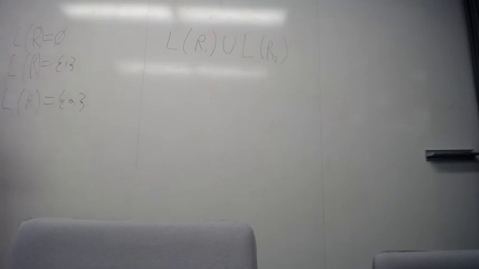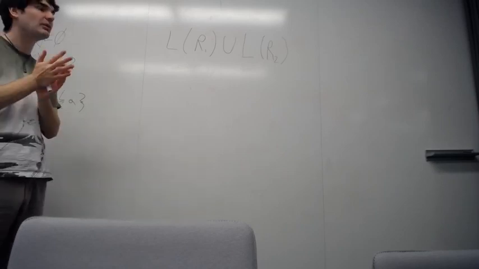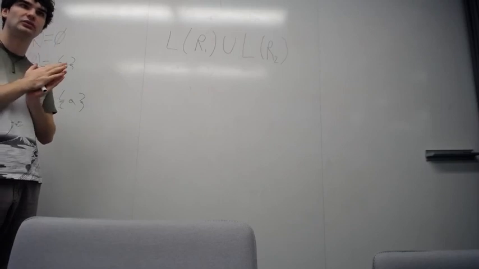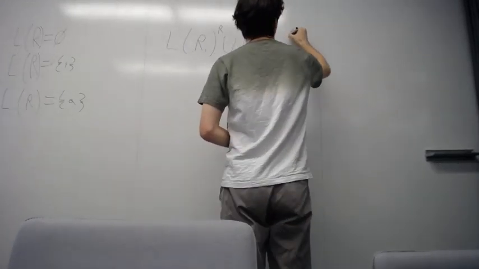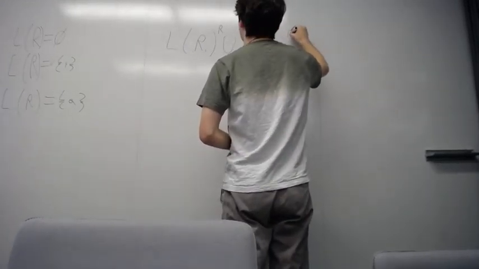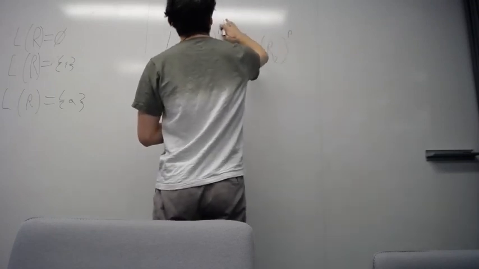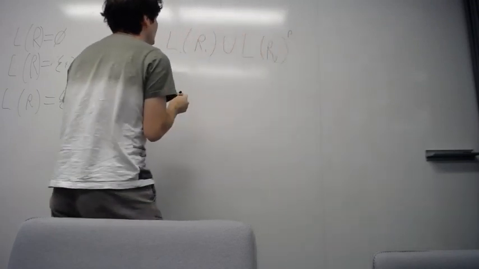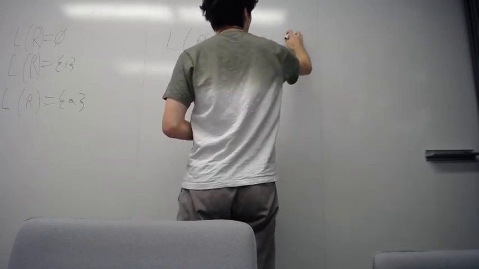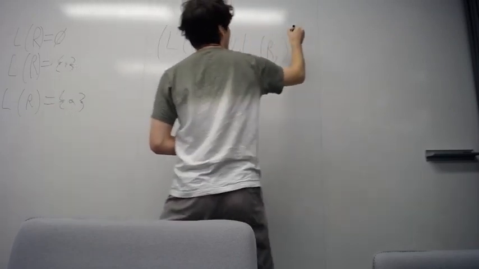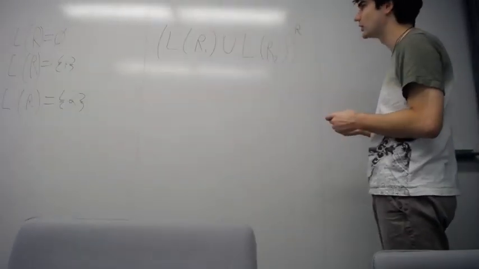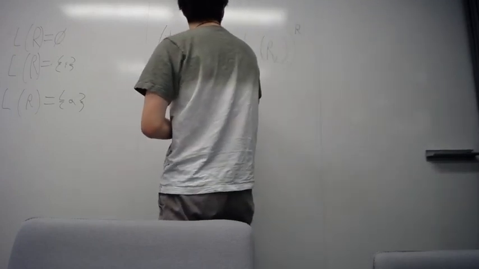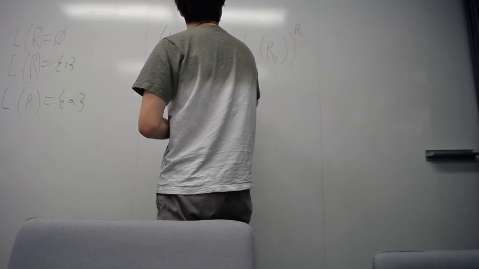So basically, what was I going to say? Right. So now we want to show that if I union two regular expressions together, that this equals L of R, so this is its own language. This equals what?